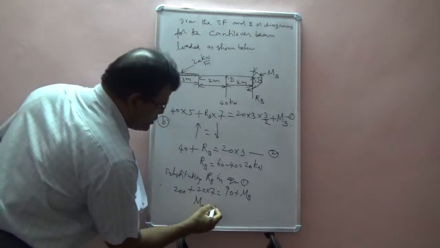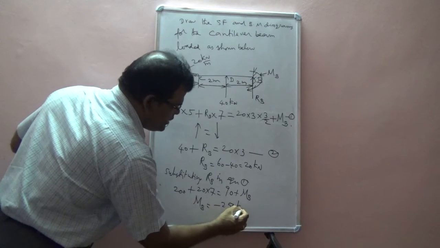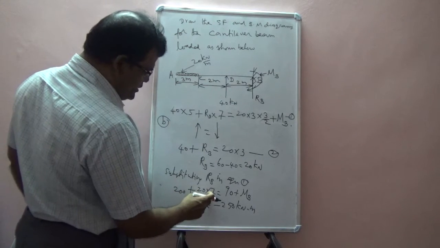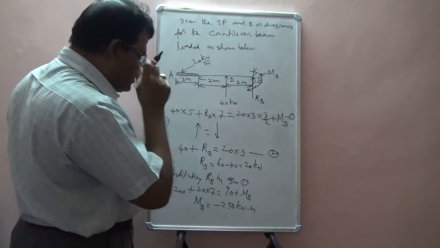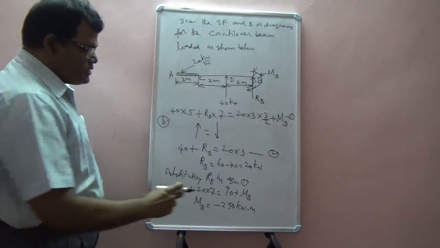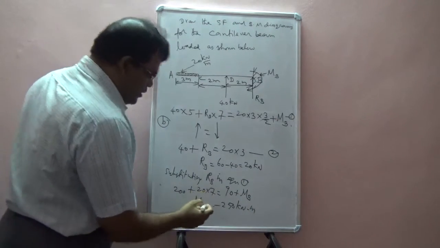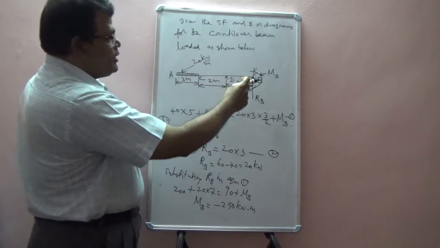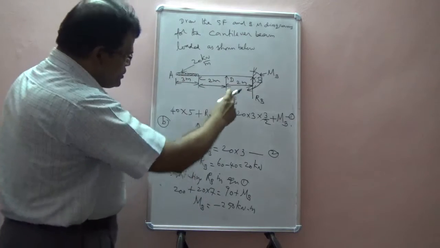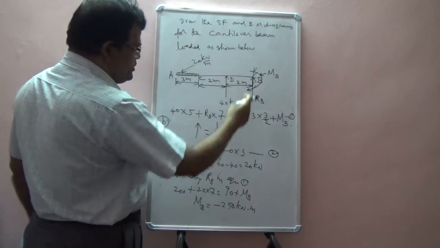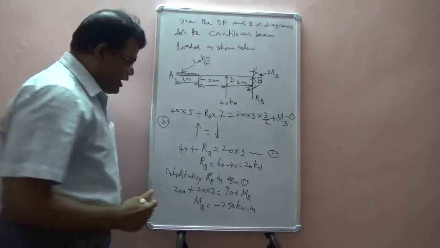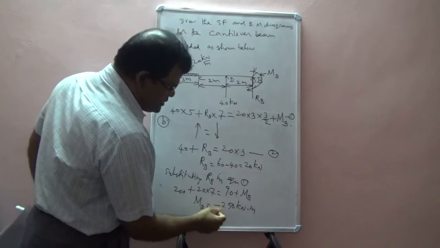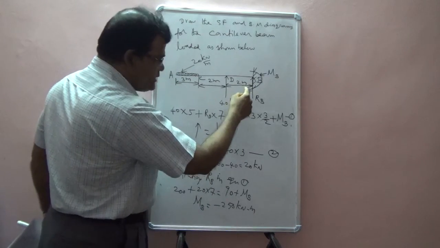So MB will be equal to minus 250 kilonewton meter. This is 200 plus 140, 340, minus 90. Now because MB has a minus sign, our assumed direction is wrong. Therefore we have to change the direction of the bending moment. It is now assumed to be in the anti-clockwise direction, but because there is a minus sign, it should actually be in the clockwise direction.